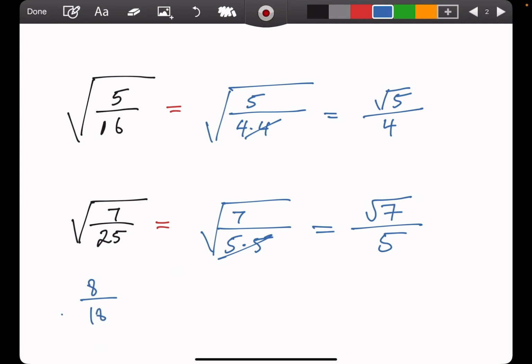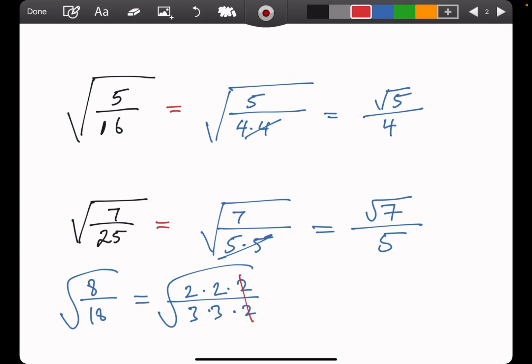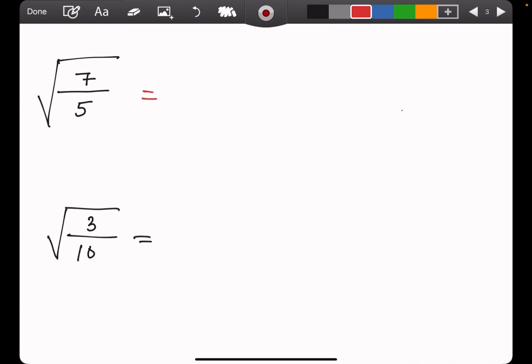8 over 18. Radical, right? So let's break down 8. 8 is going to be 2 times 2 times 2. 18 is 3 times 3 times 2. Let's break it down all the way. It makes life so much easier. It's done, right? So now let's see what we can cancel out first. Cancel, right? And now this 2 goes out, and this 3 goes out. And that's your answer. Got it? Let's go to the next.